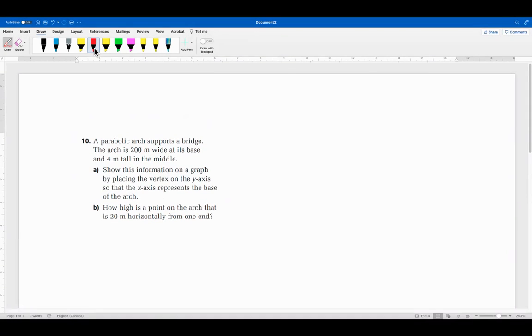Okay, here's number 10 in the homework. It says a parabolic arch supports a bridge. The arch is 200 meters wide at its base and 4 meters tall in the middle. Show this information on a graph by placing the vertex on the y-axis so that the x-axis represents the base of the arch. The vertex is on the y-axis, and I know it's 4 meters tall, so that would be 4.